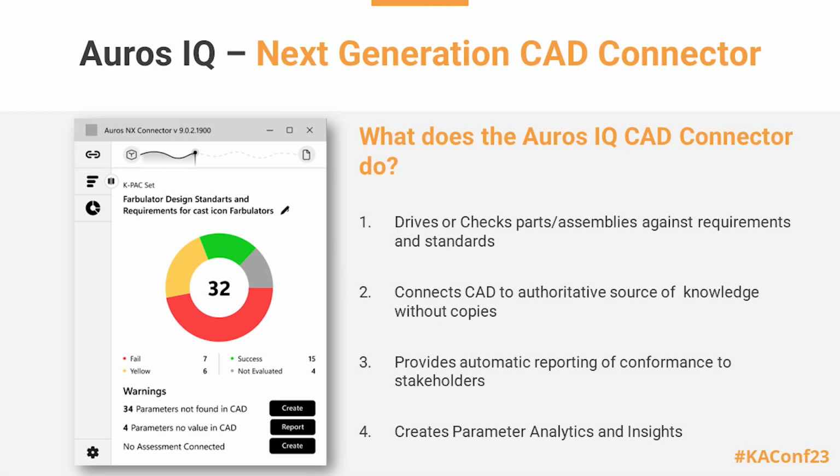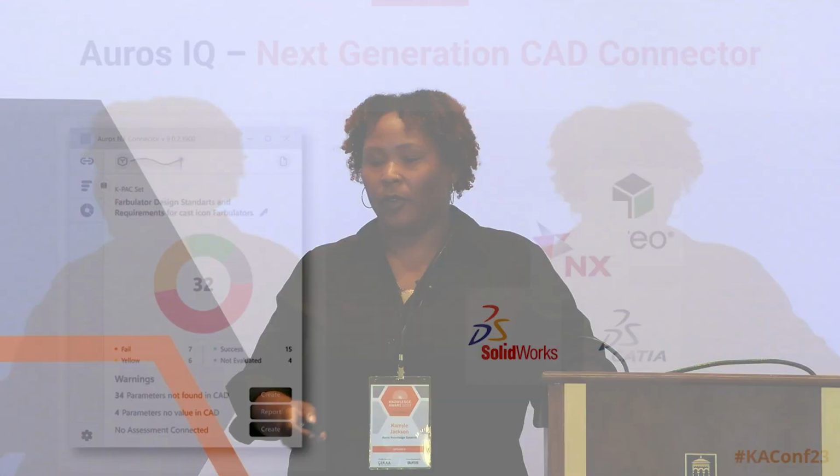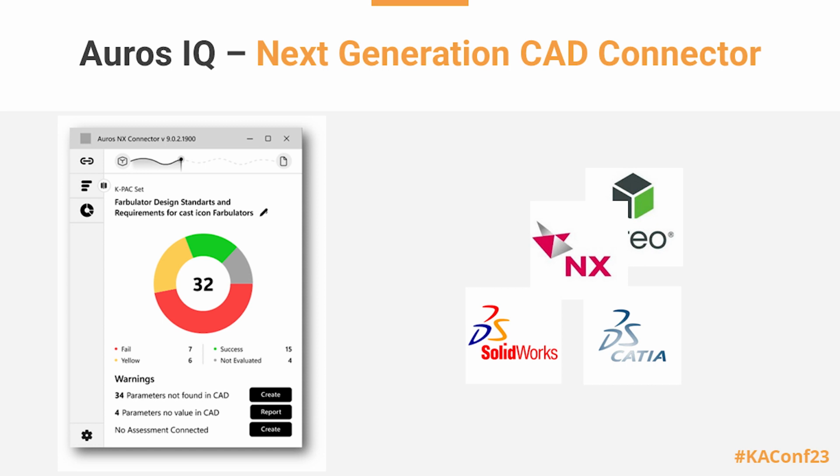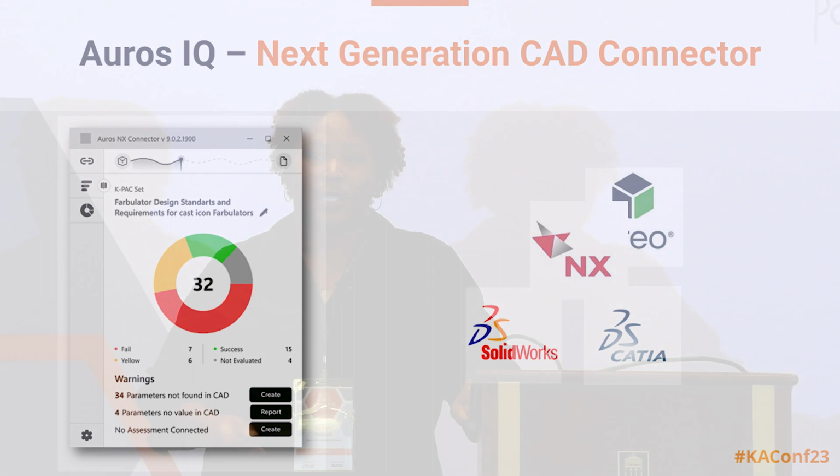And then lastly, it creates parameter analytics and insight. So how we talked previously, when you have that passive model, you're going out, you may have those check sheets that you can do, but here it automatically gathers that for you. So if you need to see what's going on with these parameters, you can check them automatically. So right here, like I said, this screenshot is from our NX CAD connector, but because knowledge aware approach is CAD agnostic, we also have connectors for Creo, as well as SolidWorks or CATIA. They will all pretty much look exactly like this picture on the screen right here.